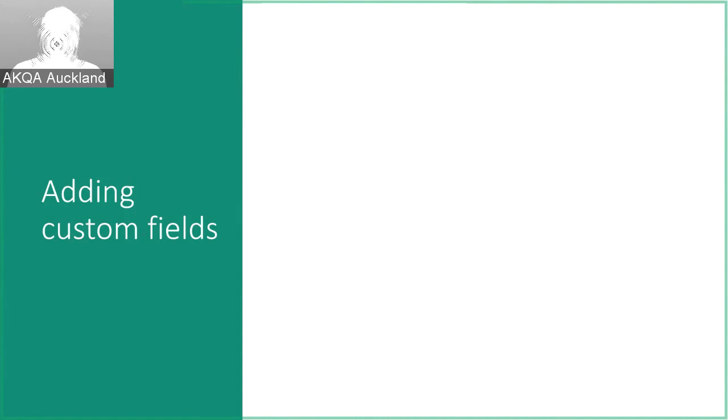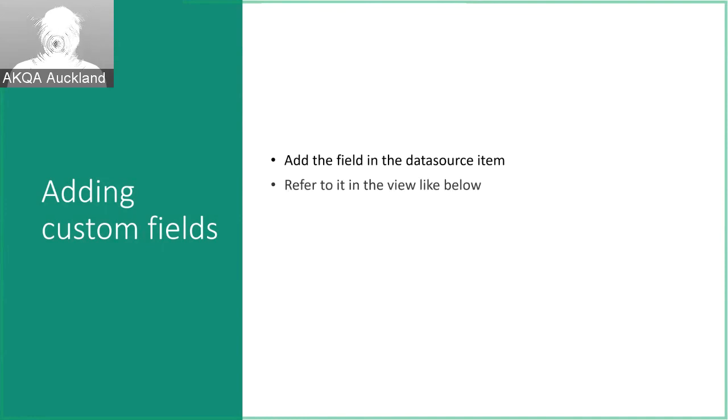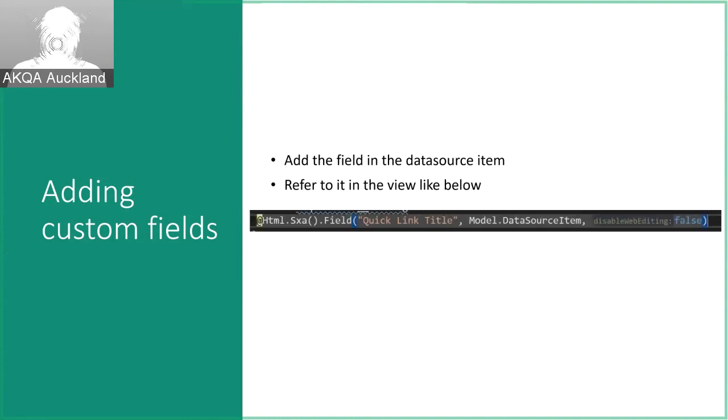In the beginning, we thought that might not be possible. So we restricted the design quite a lot, saying, okay, don't customize so much, we might not be able to help with that. But later on, we figured that yes, there is a way to add it, and it turned out to be quite straightforward. You just add a field in the data source item, which you had made a copy of, and refer to it in the view like this.